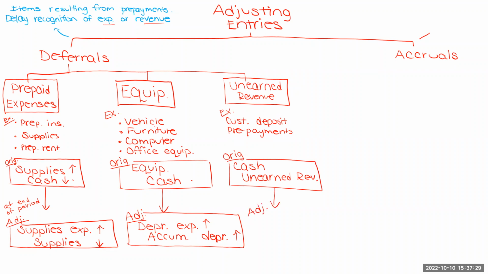At the end of the period, we're going to check: have we earned any? If so, decrease that liability, unearned revenue, and increase a revenue account. So you're decreasing unearned revenue and increasing revenue.